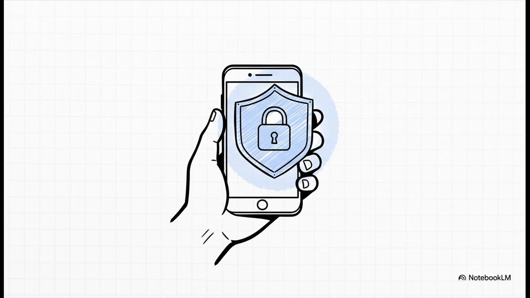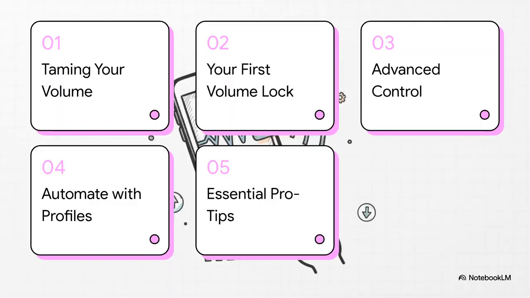And this is the solution. Say hello to VolumeLock. It's this powerful, really elegantly designed app that basically puts you back in the driver's seat. It makes sure your phone's sound levels are always, and I mean always, exactly where you want them to be. No more exceptions.